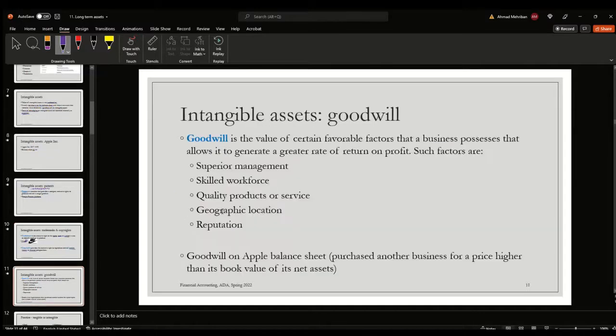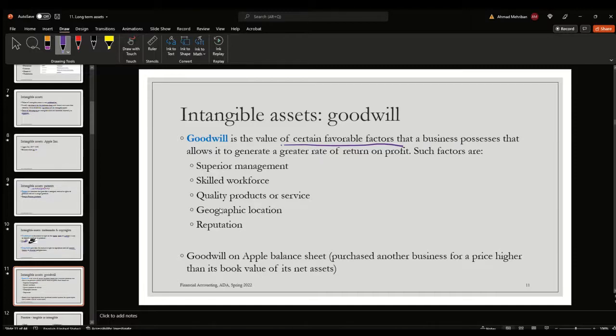Now, goodwill is one of the most complicated intangible assets to explain because goodwill itself is not separable by itself, so it's very hard to explain the concept. But let's go with the textbook for now. Goodwill is the value of certain favorable factors that the business possesses that allow it to create a greater rate of return on profit.